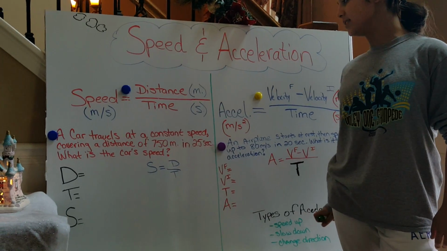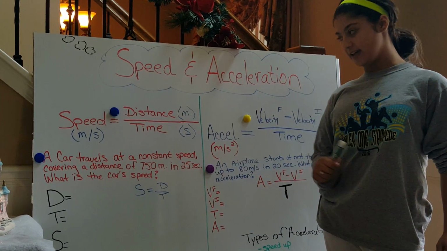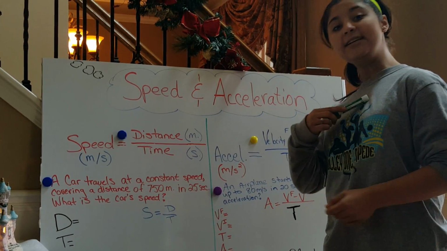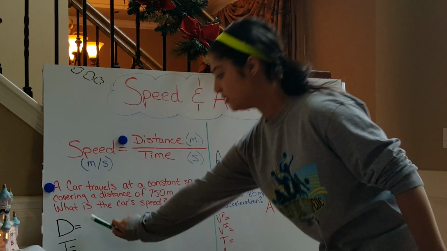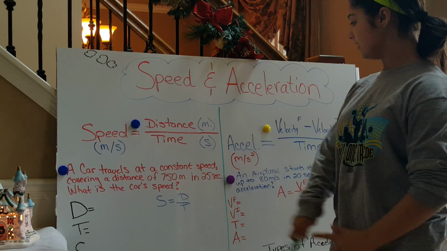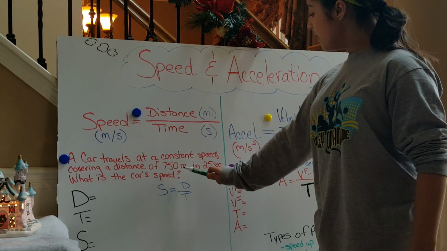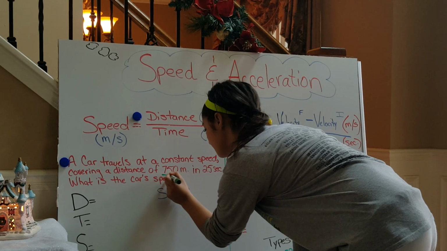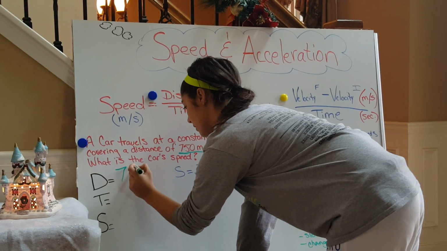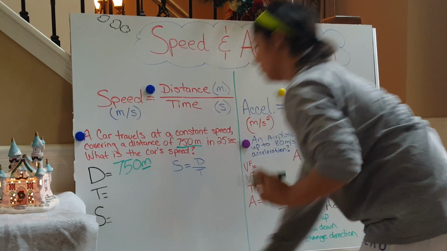A car travels at a constant speed, covering a distance of 750 meters in 25 seconds. What is the car's speed? Well, my teacher always taught me to put these out and fill it in. So, since our distance is in meters, we're going to look into our problem, and as we can see here, 750 meters. So you're going to plug that in for your D, which is distance. And always make sure to plug in your unit.